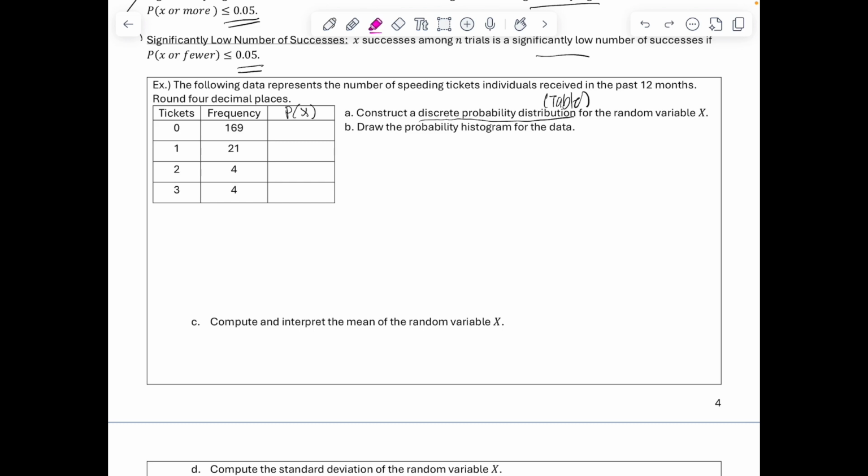So in order to figure out the corresponding probabilities, we do need to add up our frequencies here. And the total for our frequencies is going to be 198. And so to get each of those corresponding probabilities, I need to take the frequency that we have, so 169, and divide it by 198. It does say to round to 4 decimal places. So doing 169 divided by 198 on my calculator, I get 0.8535.